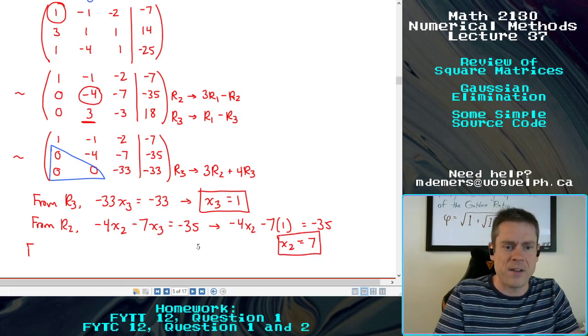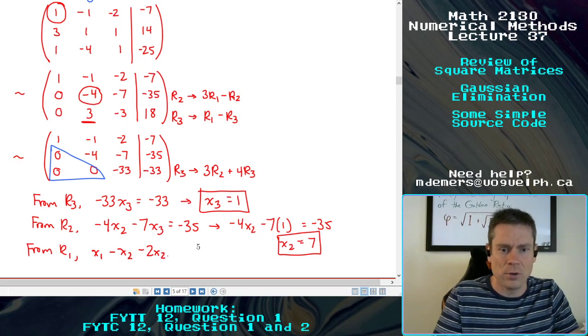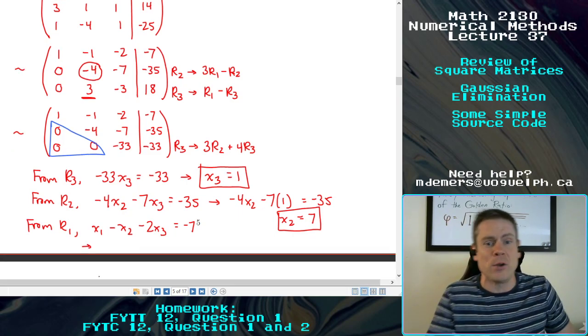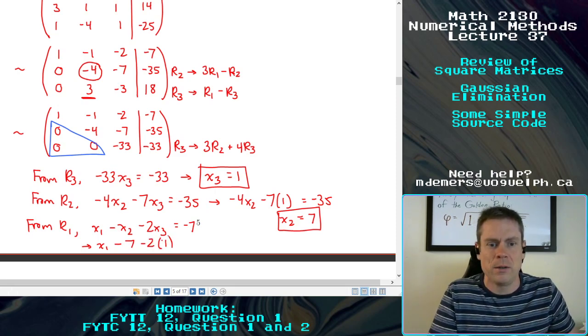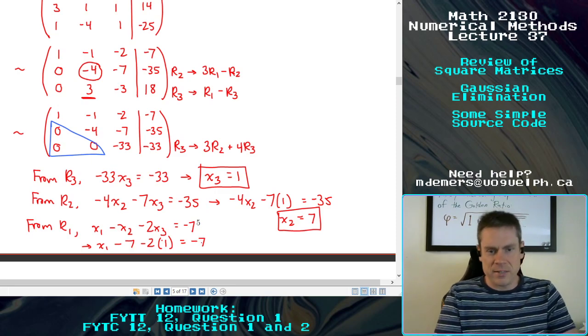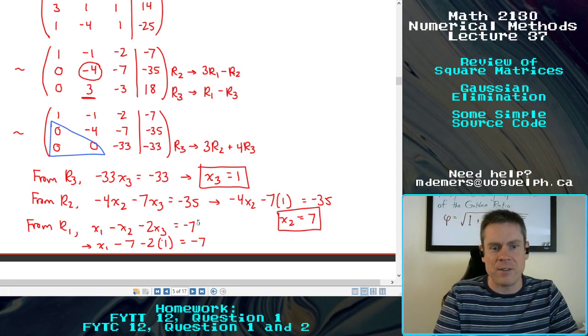All right, and then finally, row 1. We have x1 minus 2x2 minus 2x3, let's try that again. x1 minus x2 minus 2x3 is equal to negative 7. We know that x2 is 7. We know that x3 is 1, and we can use that to finish the job. So minus 7 right here, and minus 2 times 1, equals minus 7. Take the negative 7, add 2, we're at minus 5. Add 7, we're at plus 2. And we get x1 equals 2. So there we go. There's our solution.